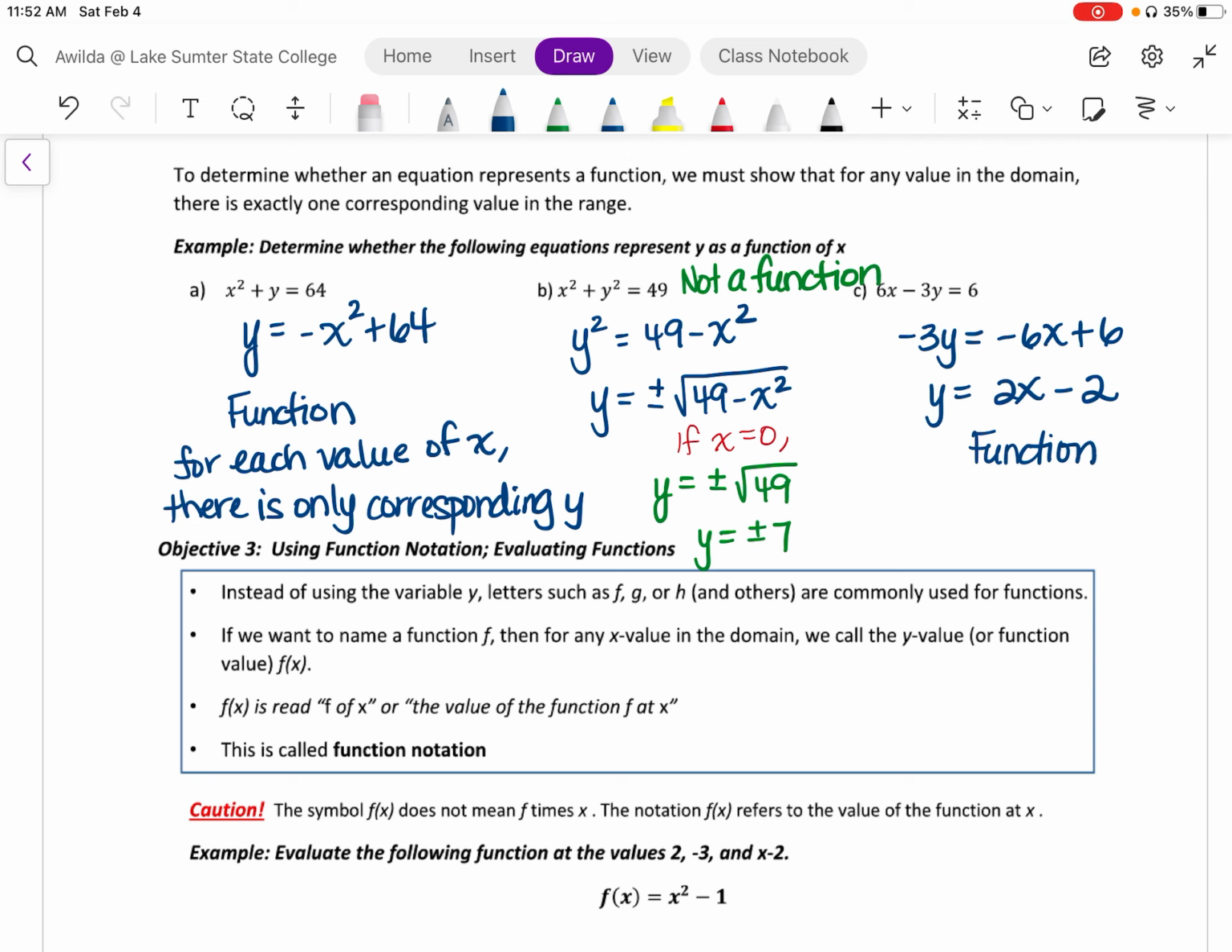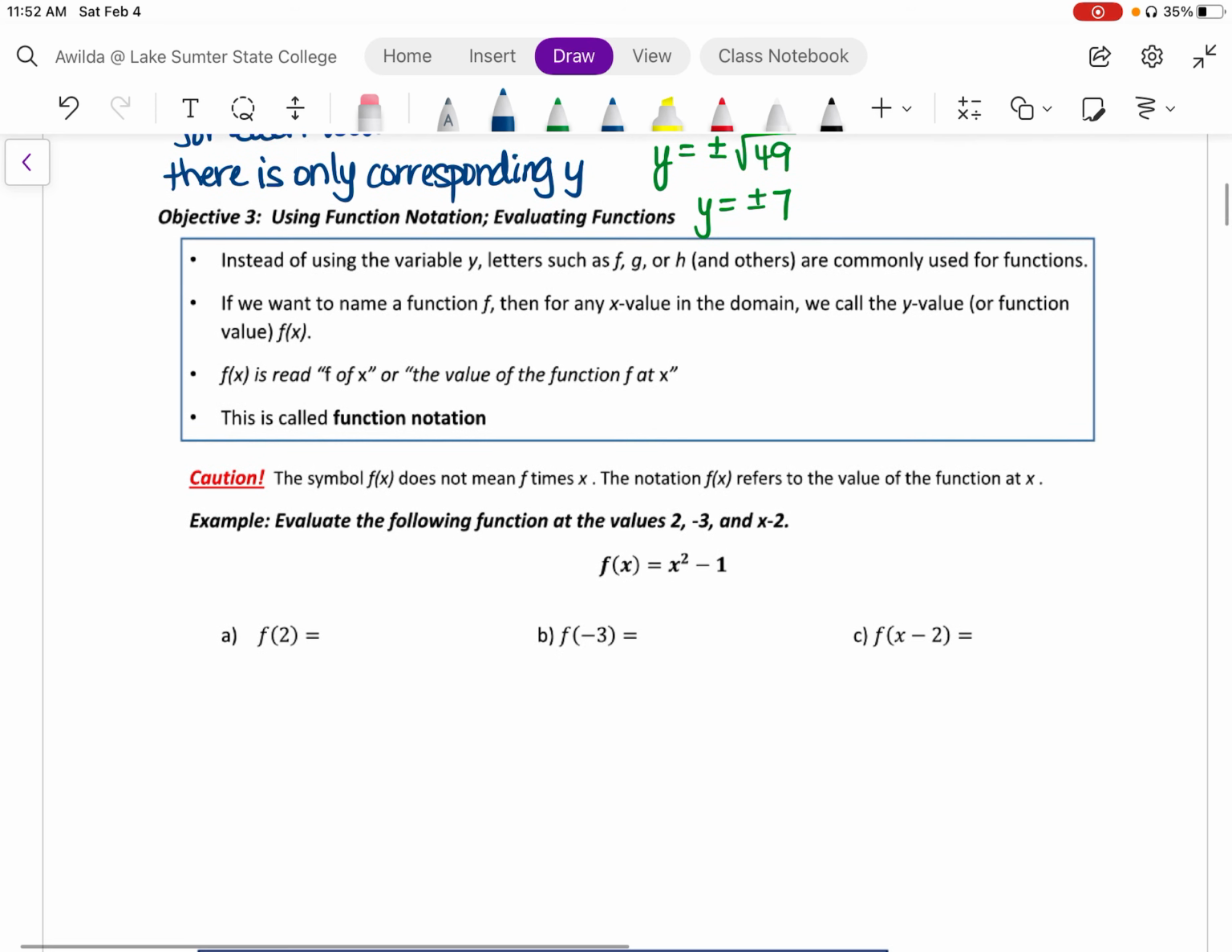Next, let's talk about function notation. Instead of using the variable y, we sometimes use letters such as F, G, or H, and others toward the middle of the alphabet to name functions. If we want to name a function f, then for any x value in the domain, we call the corresponding y value f of x, or f at x is sometimes how we say that. This is called function notation.